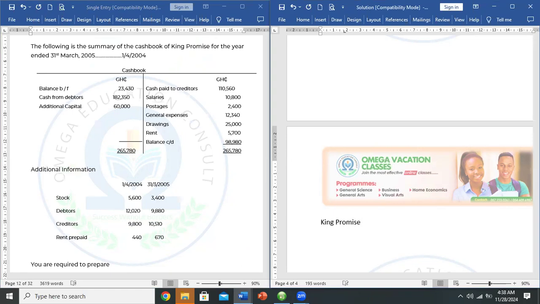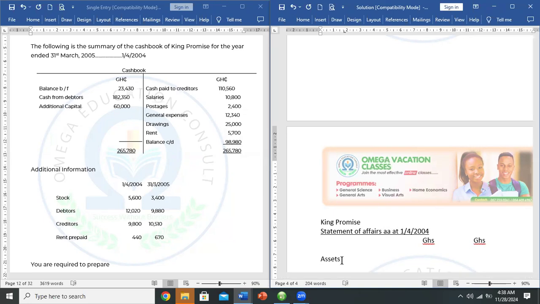We are to prepare the statement of affairs as at 1st April 2004. Okay, and that happens to be the opening date. The currency is Ghana cedi, so let me use GHS. Okay. So like we know, the norm is you list your assets and then you list your liabilities.